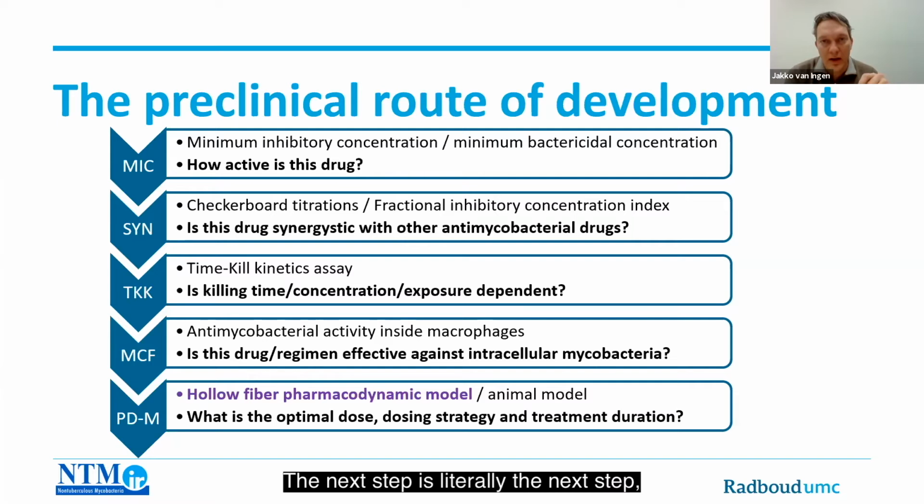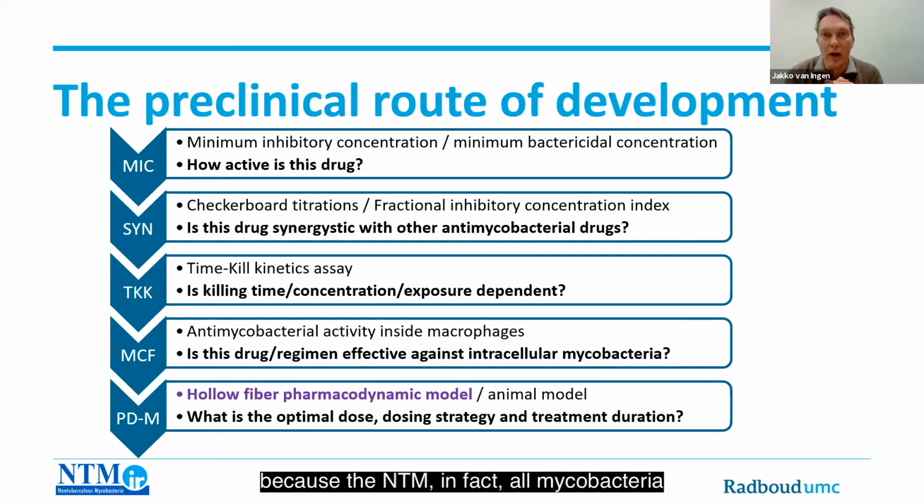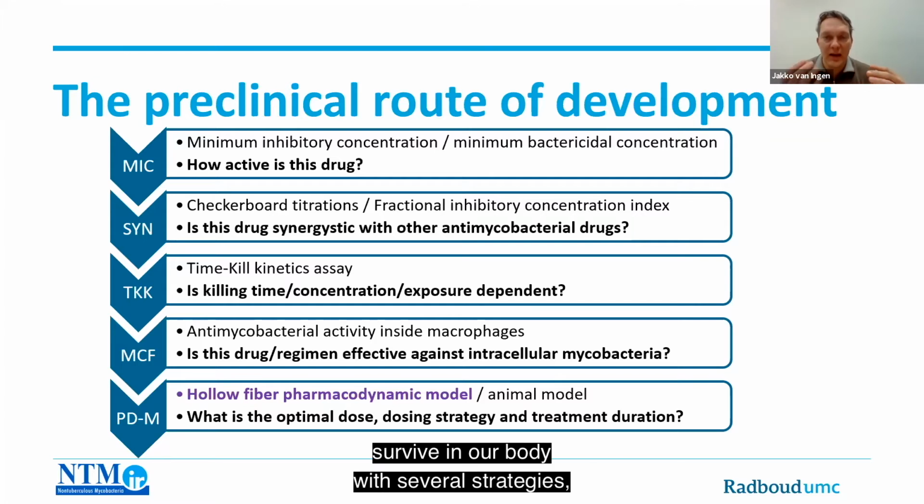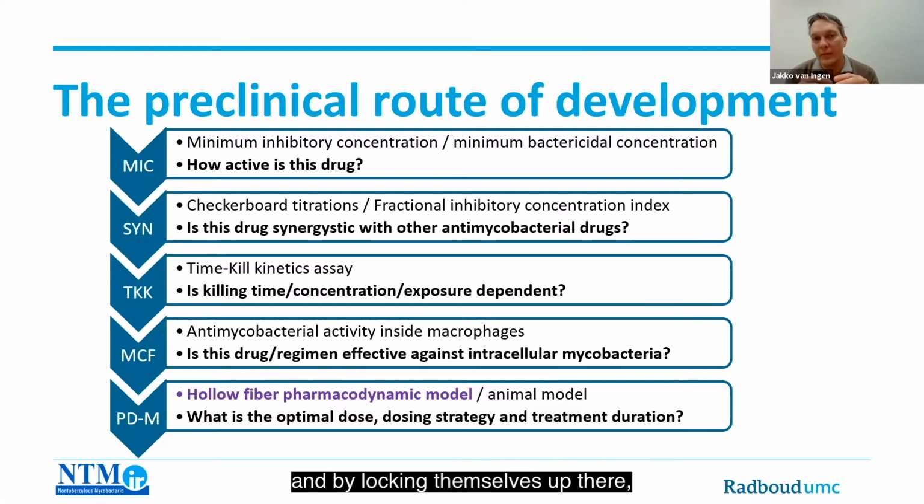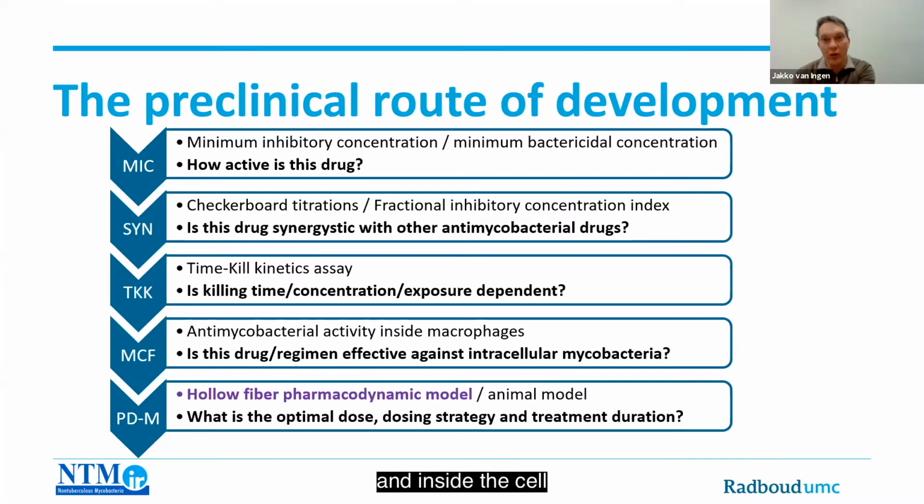The next step is literally the next step, because then we're going to make it a little more human-like. The NTM, in fact all mycobacteria, survive in our body with several strategies, but a very important one is that essentially they lock themselves up inside the cells of our immune system, the macrophages. By locking themselves up there, they also create an additional barrier for antibiotics, because the antibiotic has to come into the cell and, inside the cell, come to the bacterium to be able to kill it.